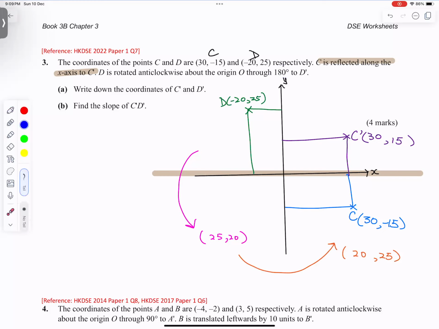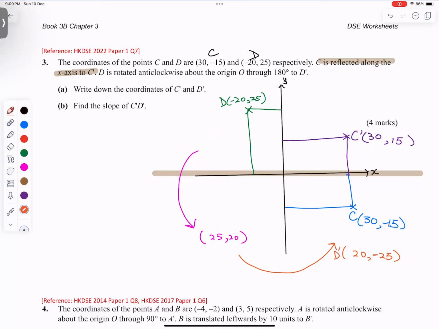And then after writing the numbers, I need to decide whether it's positive or negative. On this side, X is positive, Y is negative. So I put a negative sign to the 25. So every 90 degree, you switch the numbers. And because I need to make this 180, so another 90 degree. So switch the numbers with the previous one again. So that is your latest D.